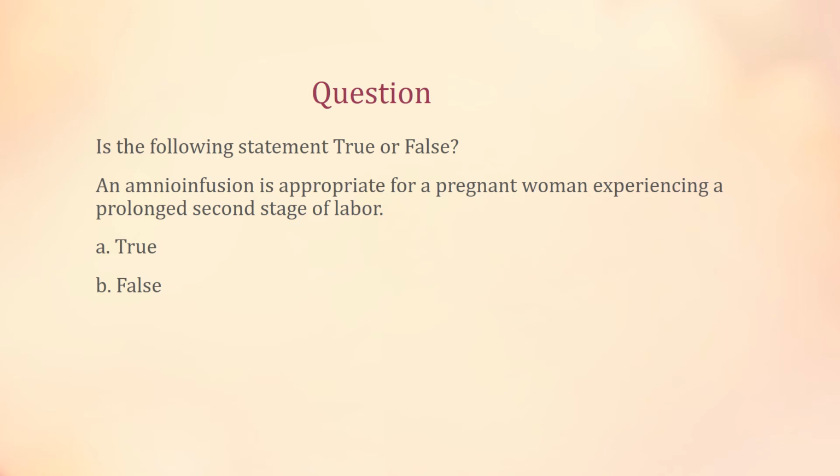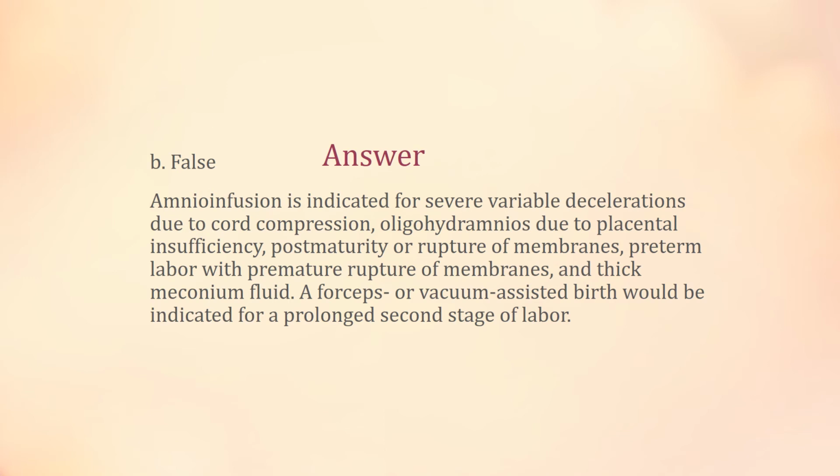An amnio infusion is appropriate for a pregnant woman experiencing a prolonged second stage of labor. Yes or no? No. It's for severe variable decels because of cord compression, oligohydramnios due to placental insufficiency, post-maturity, or rupture of membranes, premature labor, premature rupture of membranes, or thick meconium fluid.